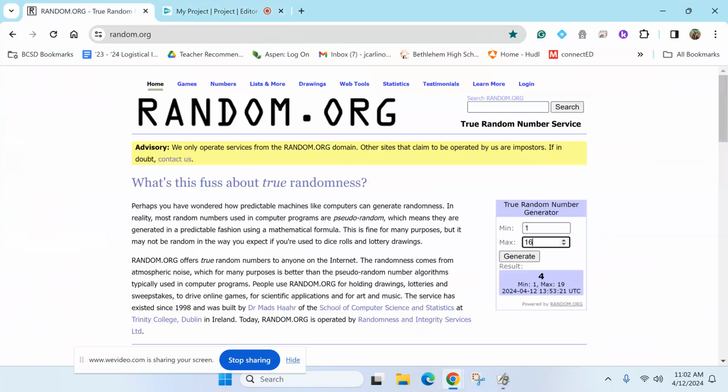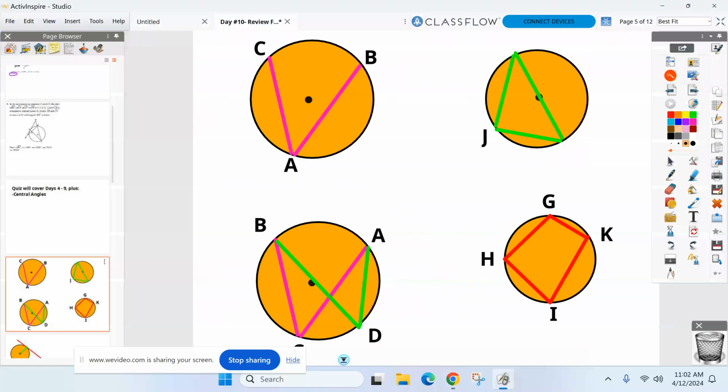All right, what type of angle is it up here? Will, what type of angle is it? Inscribed. How do you find angle A, using the letters I've given you on this circle? Half of arc CB. Good start, way to get off on the right foot. That's an inscribed angle: half its arc measure. All right, moving on.